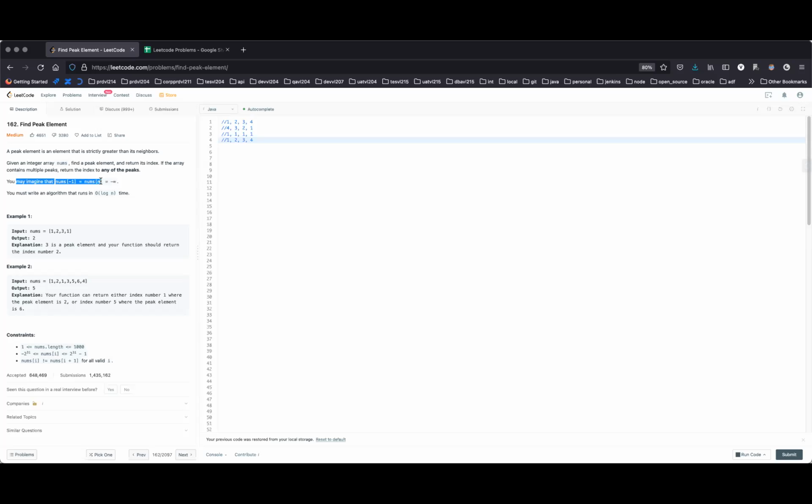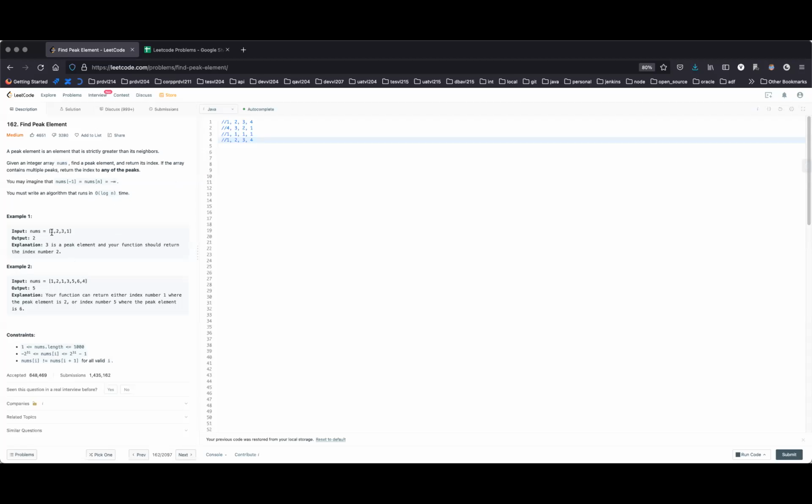Here, I didn't get it very thoroughly, but my understanding is that your lower bound and your upper bound can be infinity. So there is no restriction or specific limit on what your lower bound or upper bound is. If anyone wants to add any other points, you can add them here. You must write an algorithm that runs in O(log n) time. That is one requirement: we need to write the solution in an efficient way.